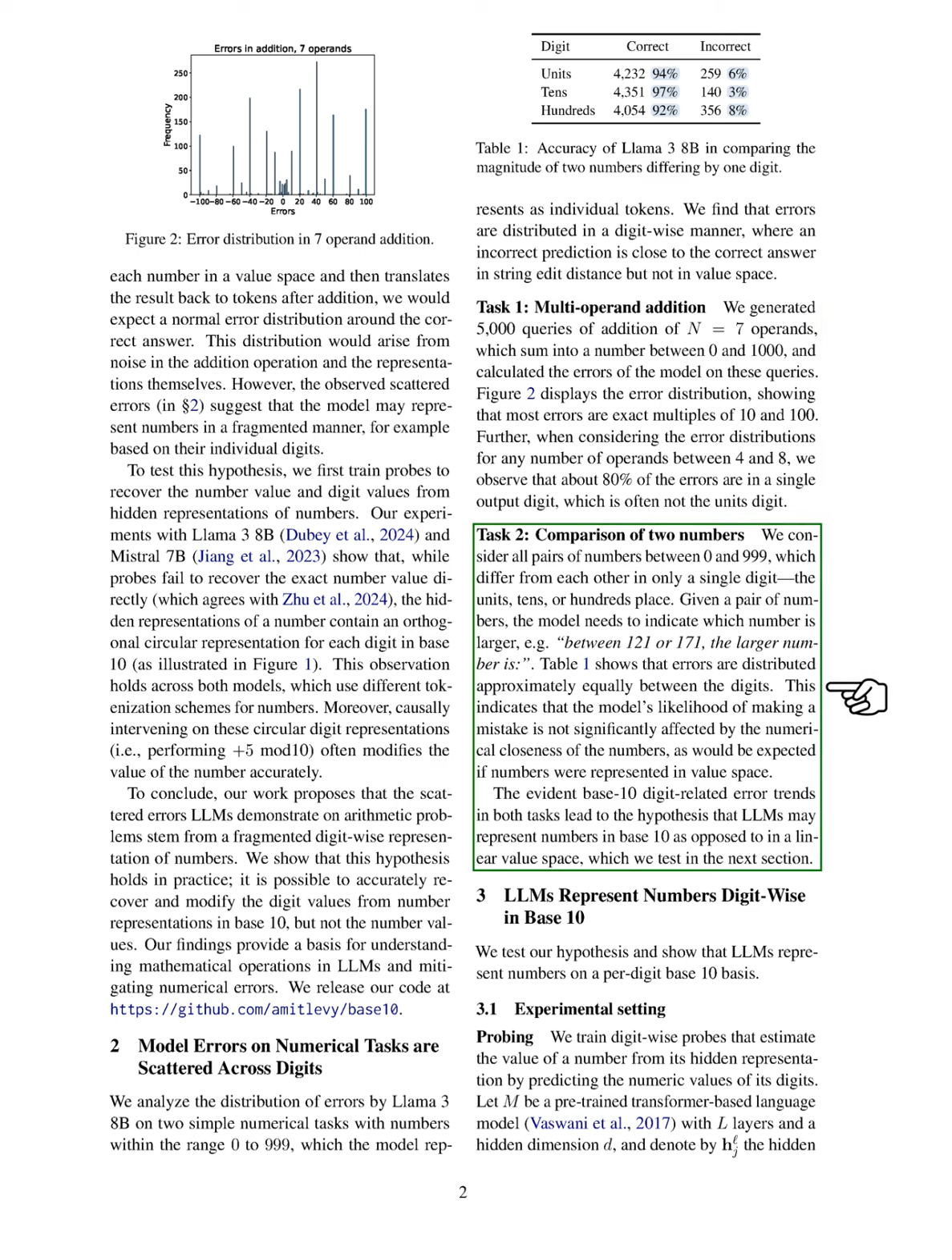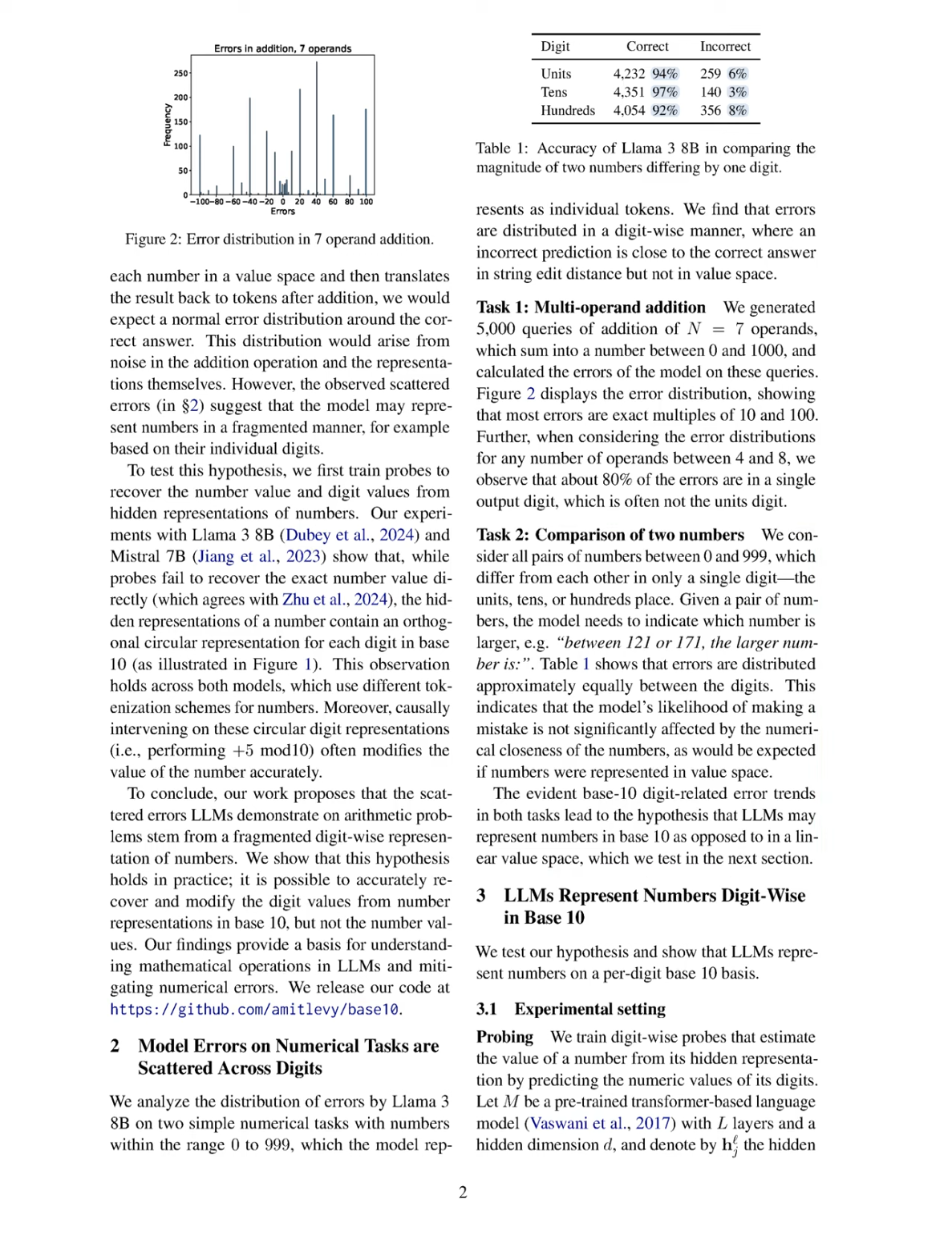In the second task, we examined pairs of numbers between 0 and 999 that differ by just one digit. The model's job was to identify the larger number. Our findings indicate that errors are spread fairly evenly across the digits, suggesting that the model's mistakes are not significantly influenced by how close the numbers are in value. This digit-related error pattern in both tasks supports our hypothesis that LLMs may represent numbers in base 10 rather than in a linear value space, which we will explore further in the next section.